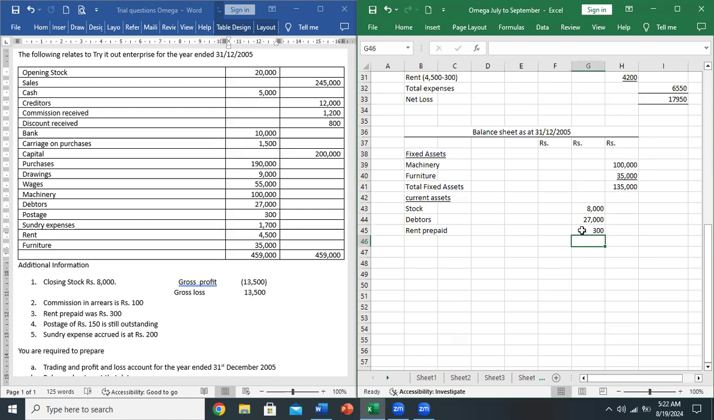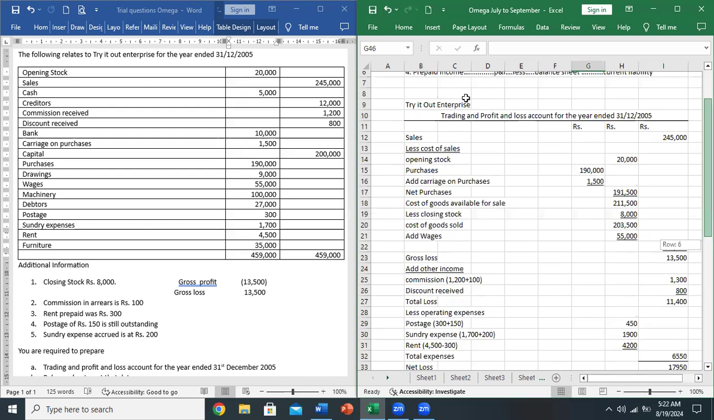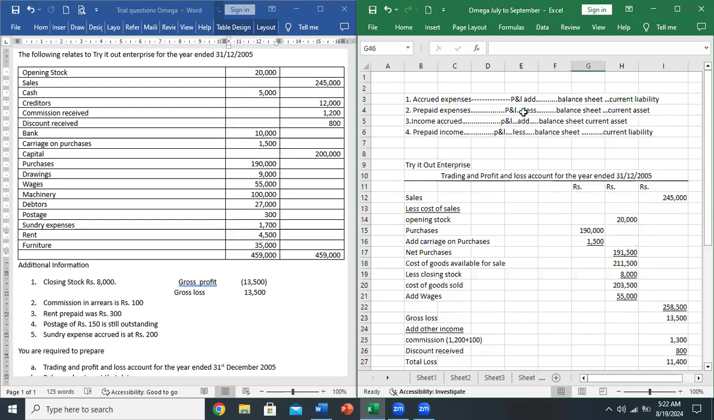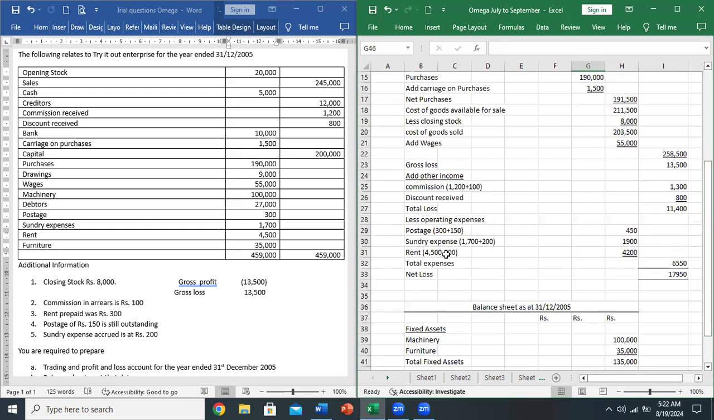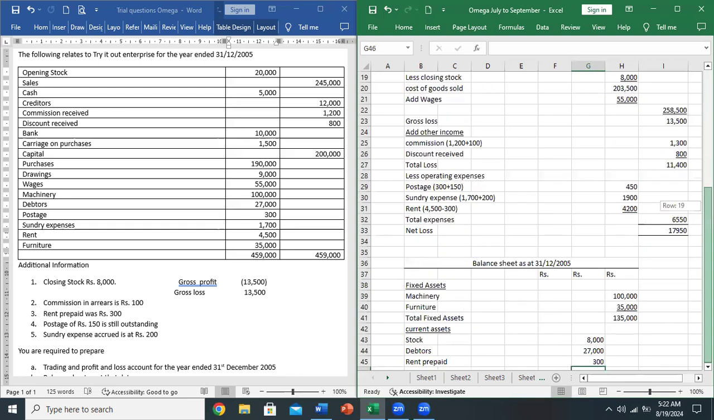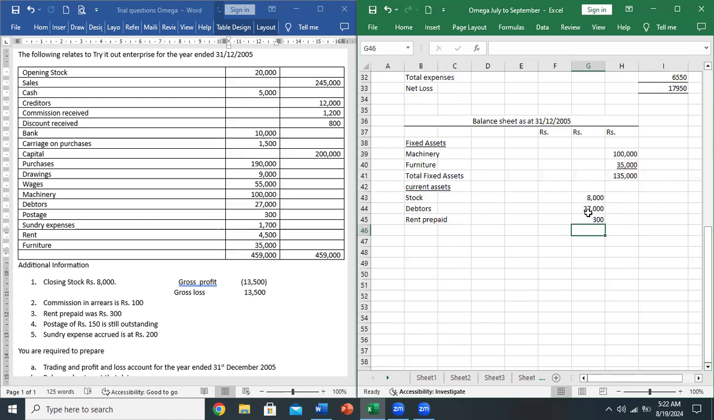So you now understand the point I made, that for expenses prepaid, you less it in the profit and loss account. In the balance sheet, it is a current asset. So if you check the rent prepaid in the profit and loss account, we less the 300. And then in the balance sheet, we are showing that as a current asset. Okay. After that, the next one, that's the only expense prepaid, right?